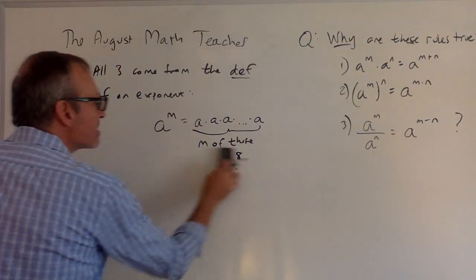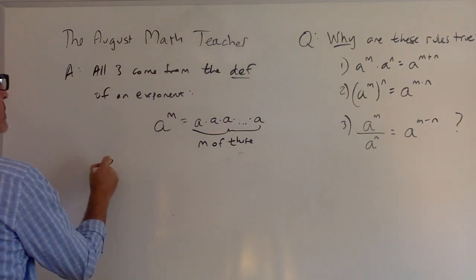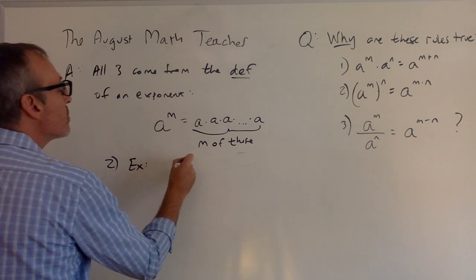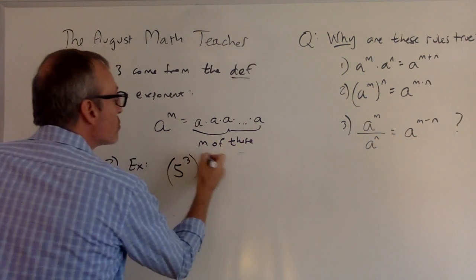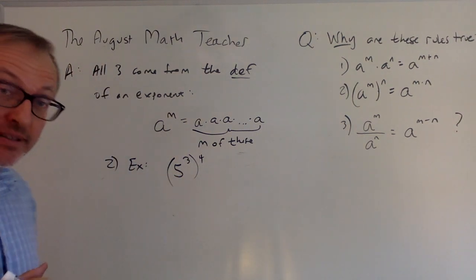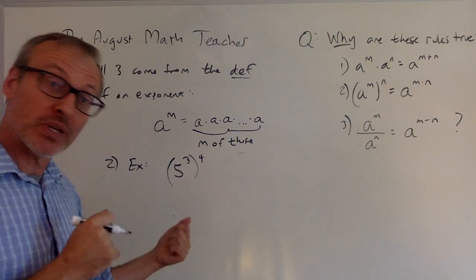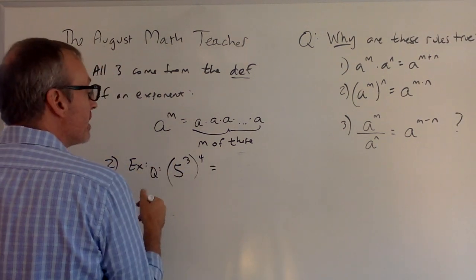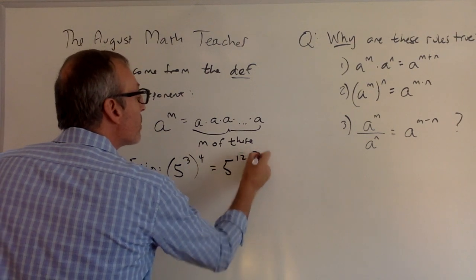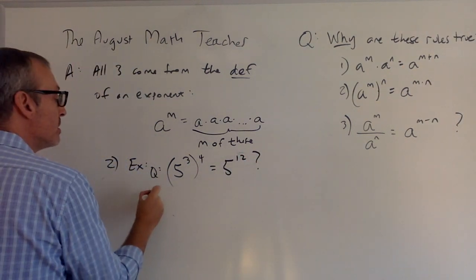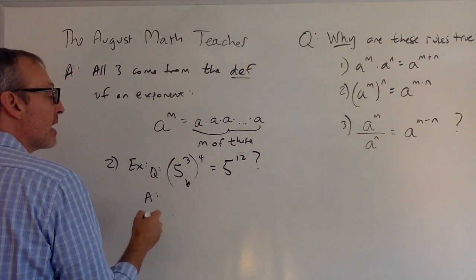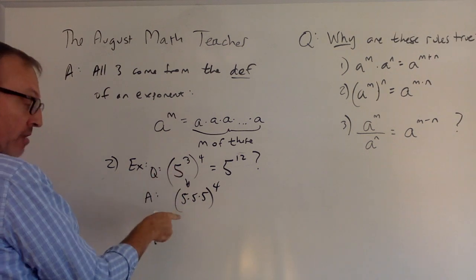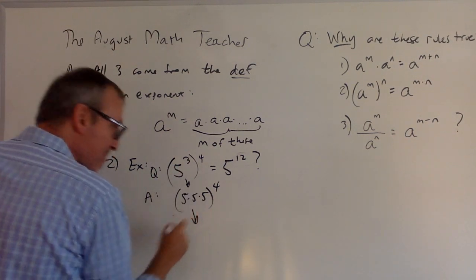All right, let's look at a second example because I'd like to explain why the second one's true. So here, let's ask, why is it that if you take 5 to the third and raise that to the fourth, why is that 5 to the 12th and not 5 to the 7th? Well, again, let's use the definition. So here's the question. Why is that equal to 5 to the 12th? And the answer is to say, well, think about what 5 to the third is. It means 5 times 5 times 5. Now we're raising it to the fourth power. Now think about what that means.